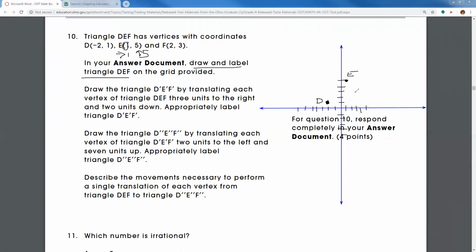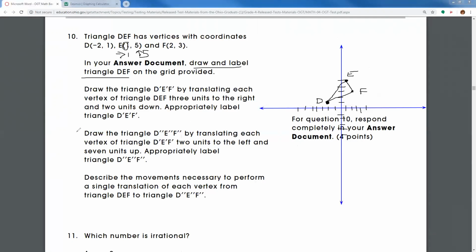So D, E, and then we have F is 2, so right 2, up 3. Yep. They're really close together. And most likely you're going to have an actual grid, which is easier to do. It's hard for me to draw in a grid. So probably it will be easier to find the locations of where these points go. So even if that's all you can do, do it, because that still gives you points for the question.